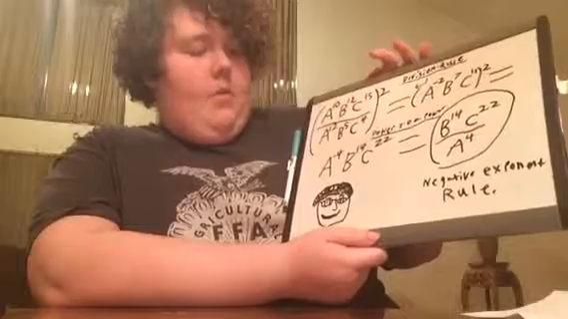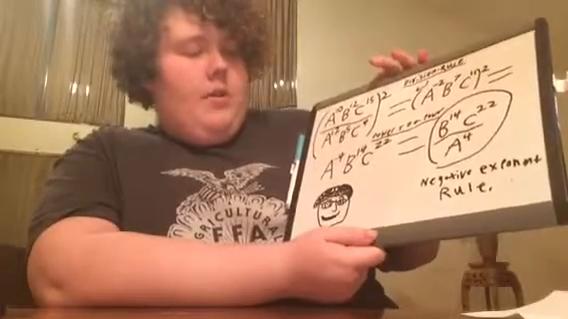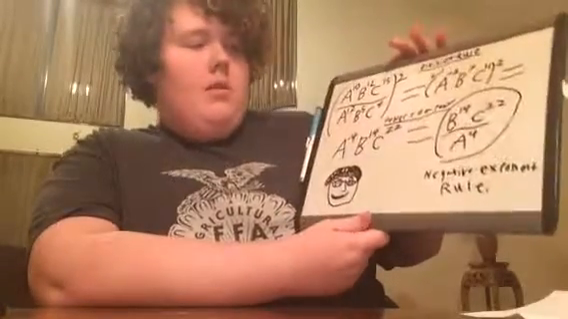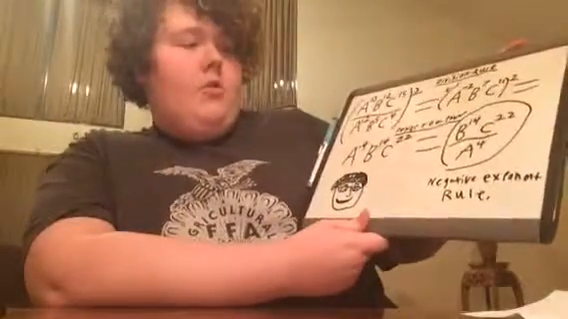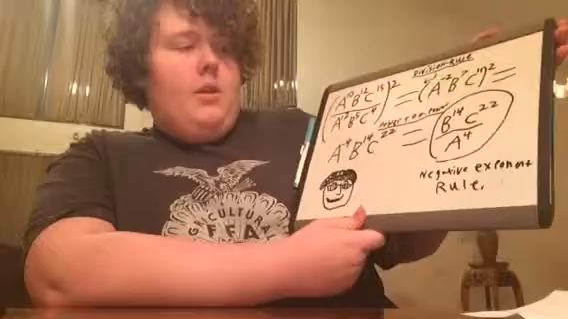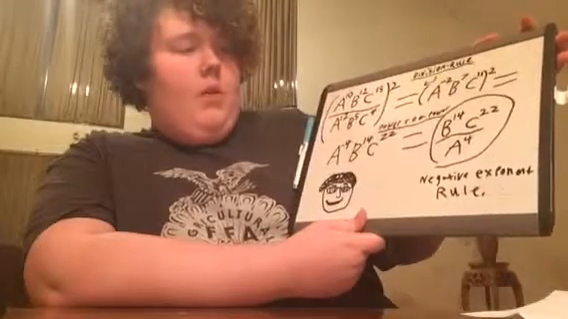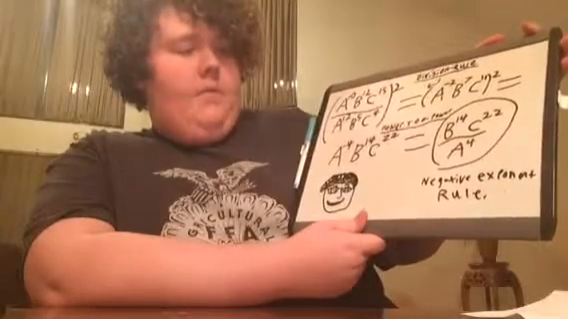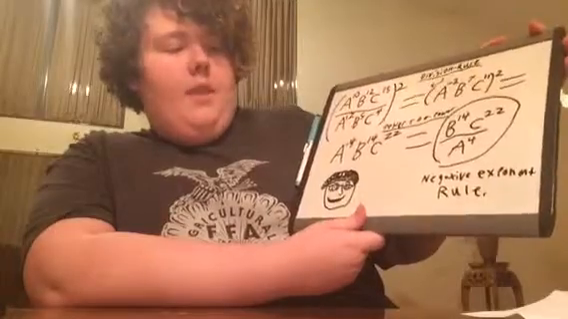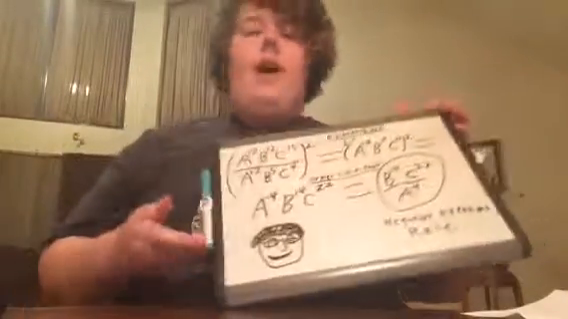Now it's going to turn into a to the negative 4 power, b to the 14th power, and c to the 22nd power using the power to a power rule. And then it's all going to equal b to the 14th power, c to the 22nd power, over a to the 4th power using the negative exponent rule. That's how we use a power to a power and a negative exponent rule, and even a division rule.